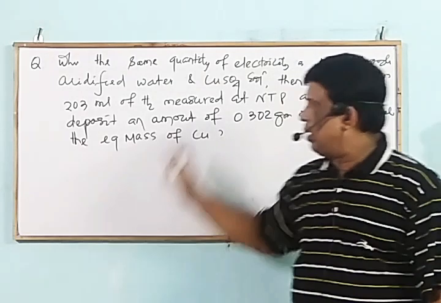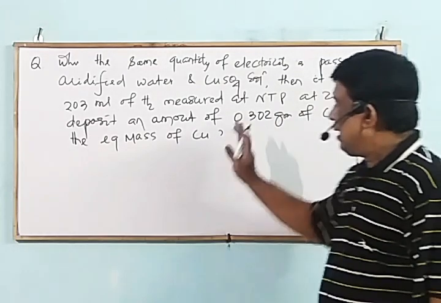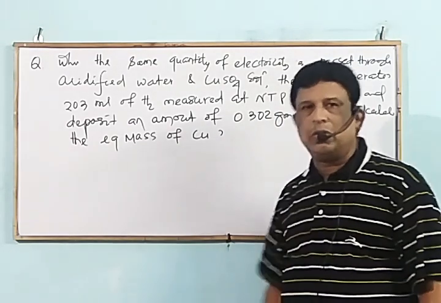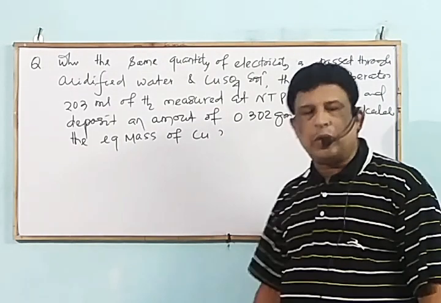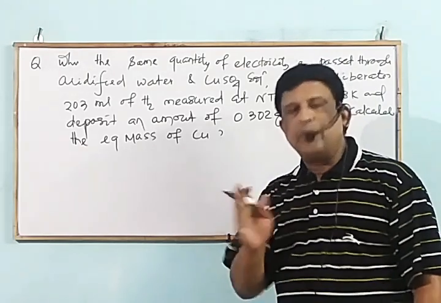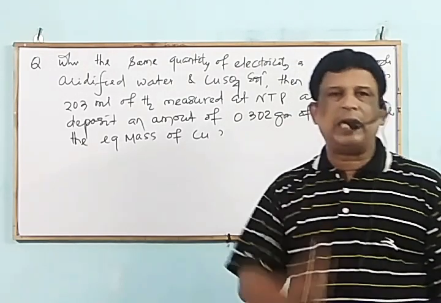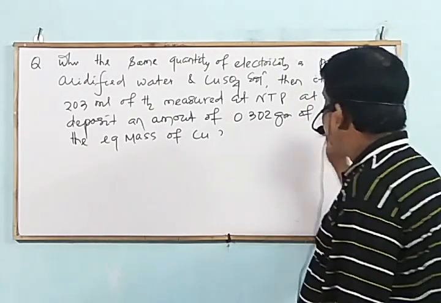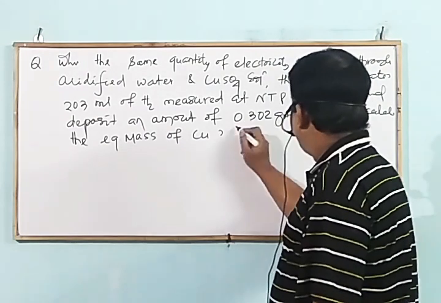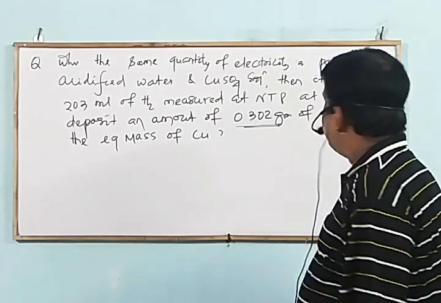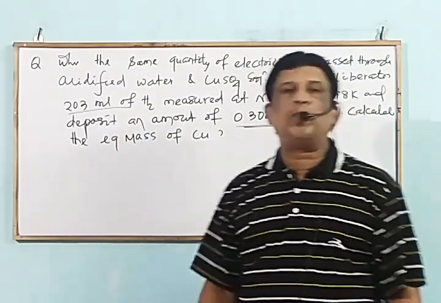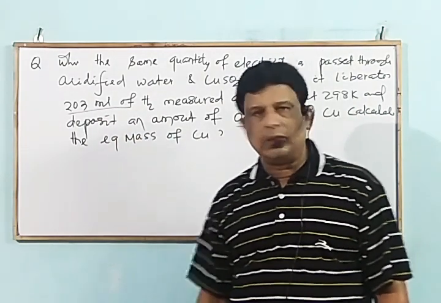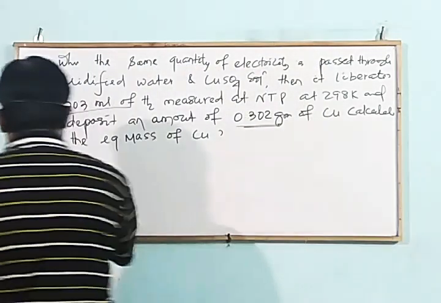Mark the question. What is the data given? Data given is 2 electrolytic solutions. One is acidified water, one is a copper sulfate solution. Same quantity of current passes for the same time. Then what is given? The amount of copper is given. But the volume of hydrogen is there. We have to calculate the amount of hydrogen. How do we solve? Mark that answer.